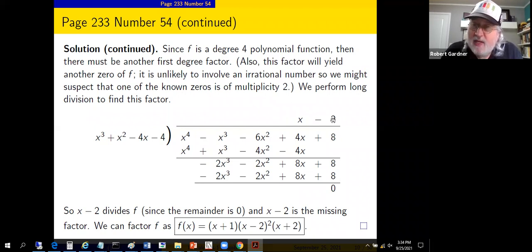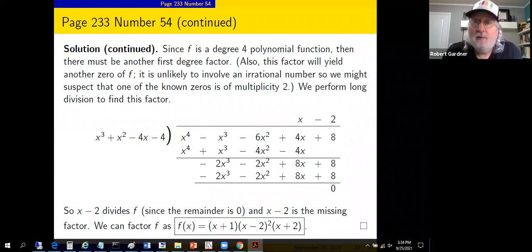In fact, what we have here is x minus 2 times this thing here equals the polynomial. This thing here, before we multiplied it out, was x plus 1 times x minus 2 to the first power times x plus 2. What we've demonstrated here is, since the remainder is 0, then this is also a factor. So x minus 2 is a factor due to this factor, which x minus 2 divides, and due to this long division. Actually, x minus 2 is a factor of multiplicity 2.